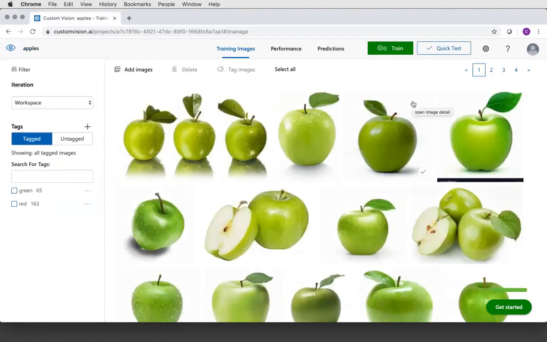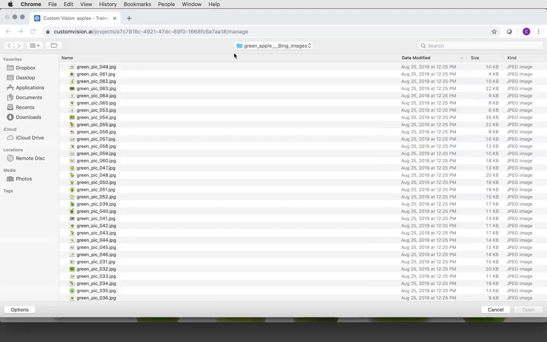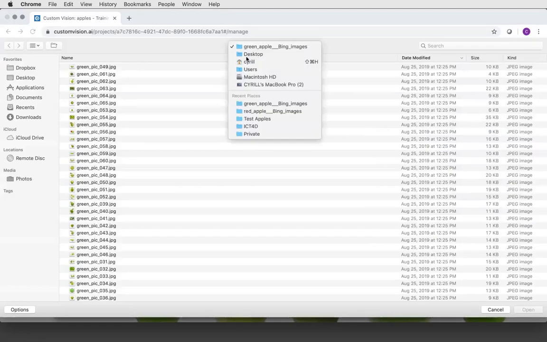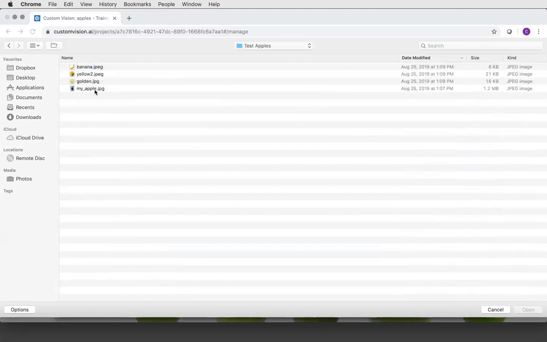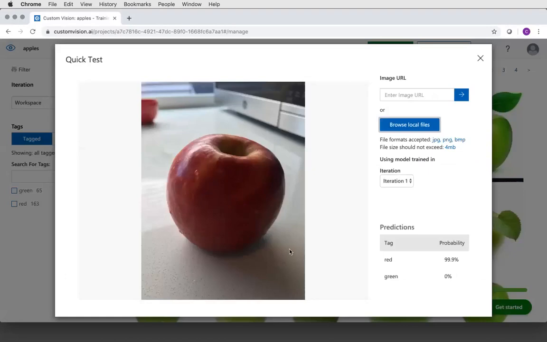I now take an image that the system has never seen before and does not have a label, right? This is really important. You're now testing your trained system with something it has not seen before in the training data, and it's unlabeled. So I'm clicking on a quick test, and I'm browsing. I take a local file from my computer, and it's actually a photo of an apple that I took in the kitchen yesterday. This is my apple, and see the prediction here in the lower right. It says it's 99.9% a red apple because it matches what it has learned from the data set.